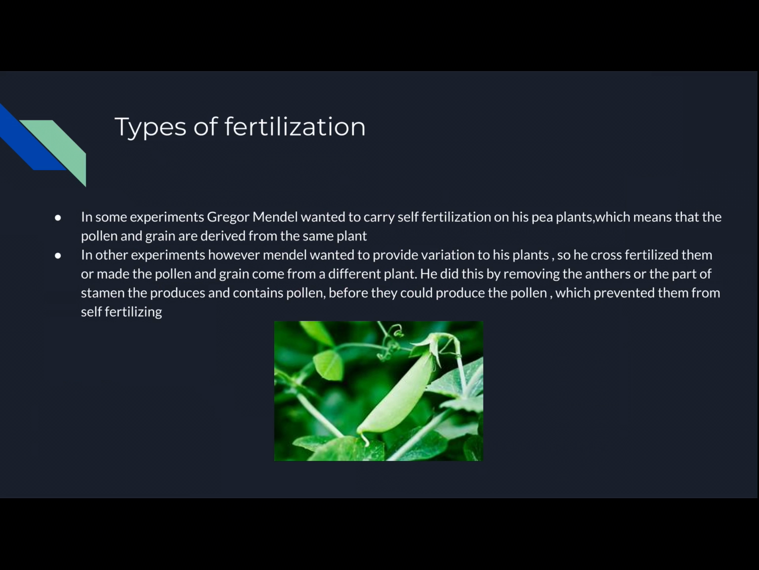But in other experiments, Mendel wanted to provide variation to his plants, so he cross-fertilized them, or made the pollen and grain come from a different plant. So once again, the name is pretty suggestive. He cross-fertilized them by removing the anthers, or the parts of the stamen that produce and contain pollen in the plant. And he removed these anthers before they could produce any more pollen. So this prevented them from self-fertilizing. And so cross-fertilization produces variation and self-fertilization doesn't. All you need to know is the difference of where the pollen and grain come from.